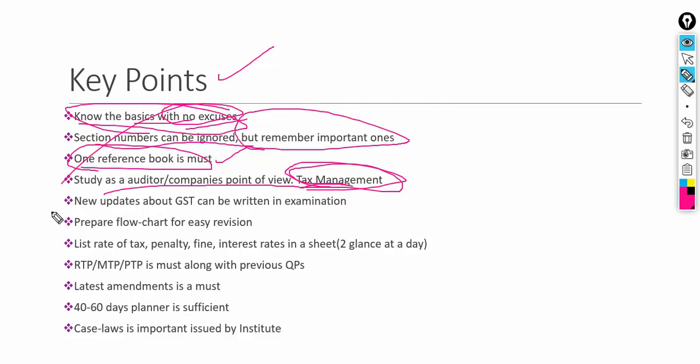New updates about the GST can be written in the examination. I already mentioned that the institute will keep giving the amendments for each of the examinations, which I already mentioned to you guys in previous videos.